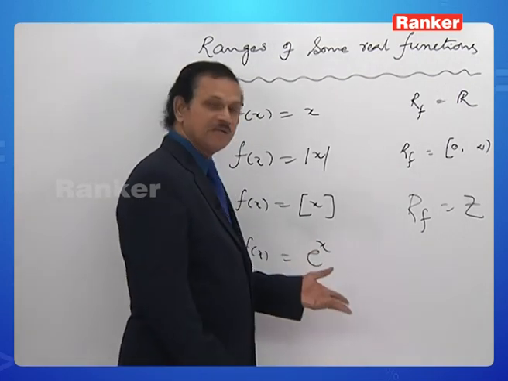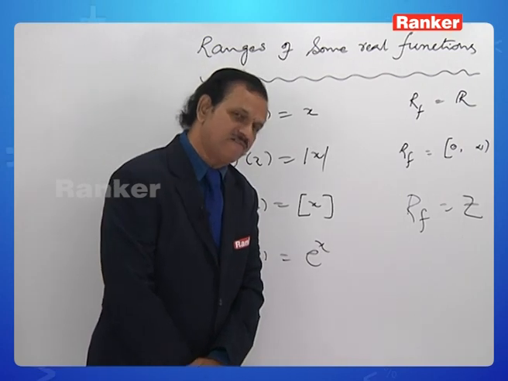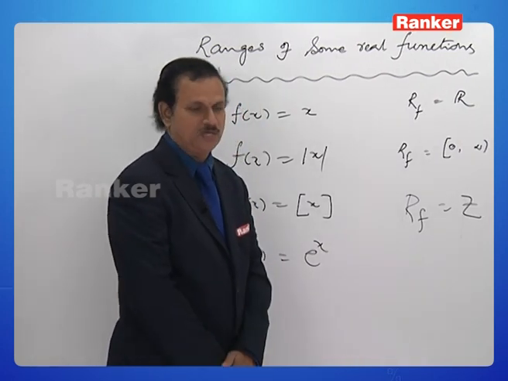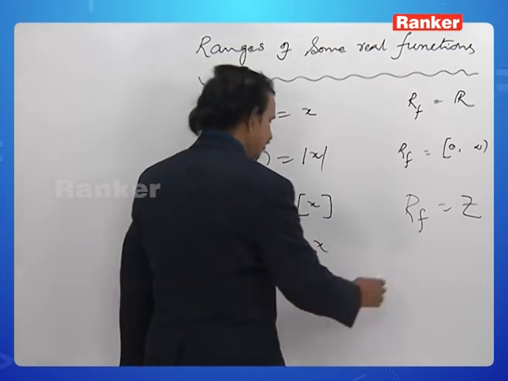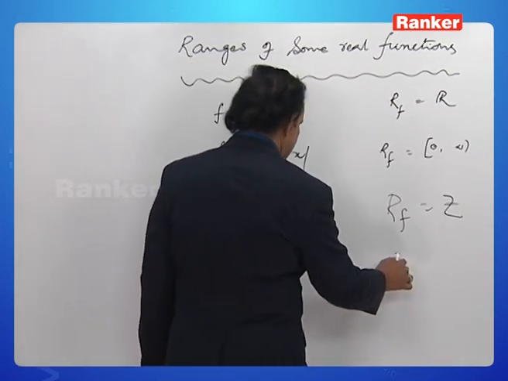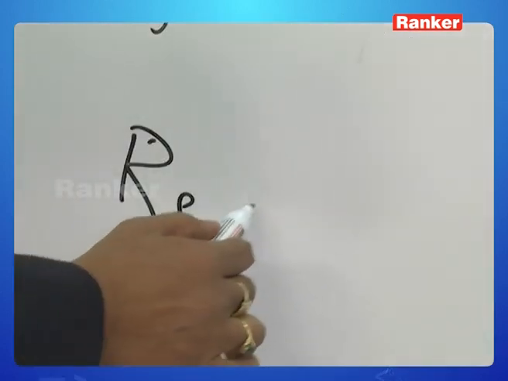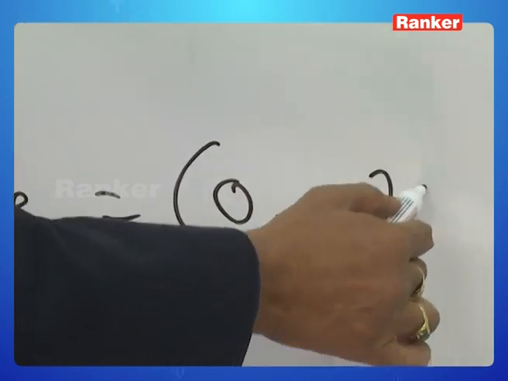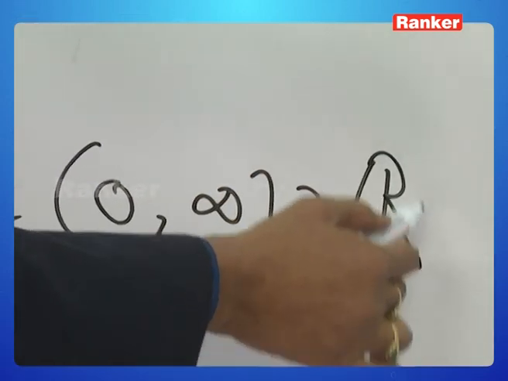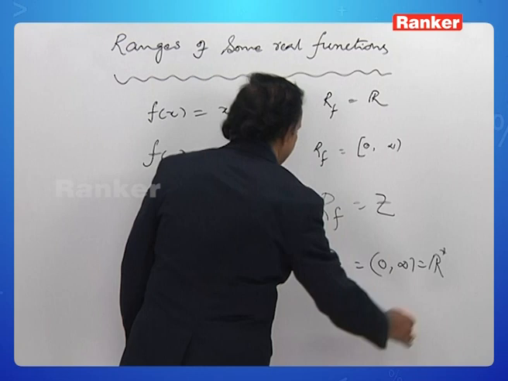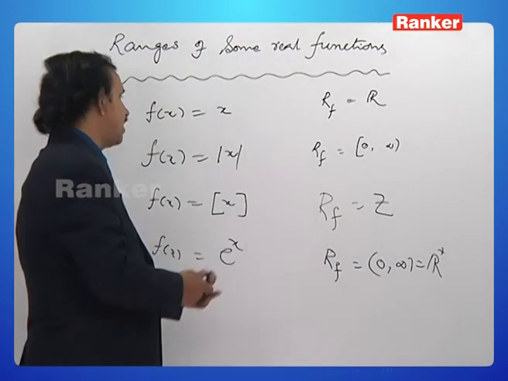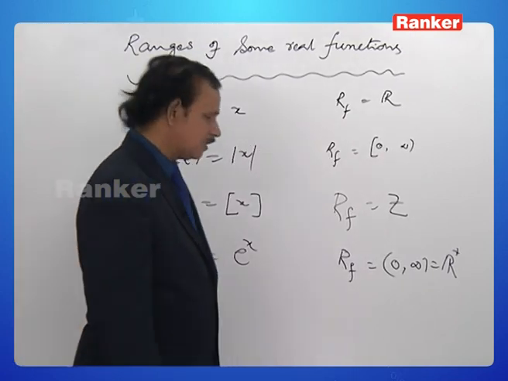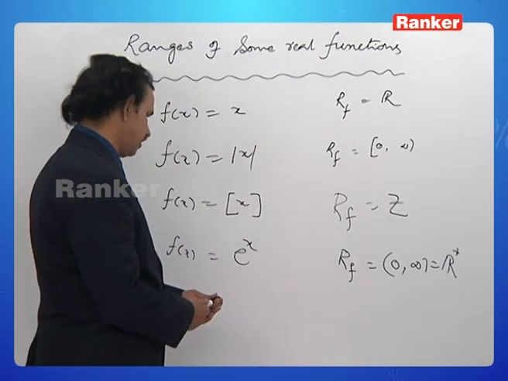You cannot make e power x 0. Whatever value of x you take, e power x cannot become 0. Therefore, the nature of the values of e power x is nothing but the open interval 0 to infinity, or this can again be written as R plus, that is the set of all positive real numbers. Okay, well, let us see some more such things.